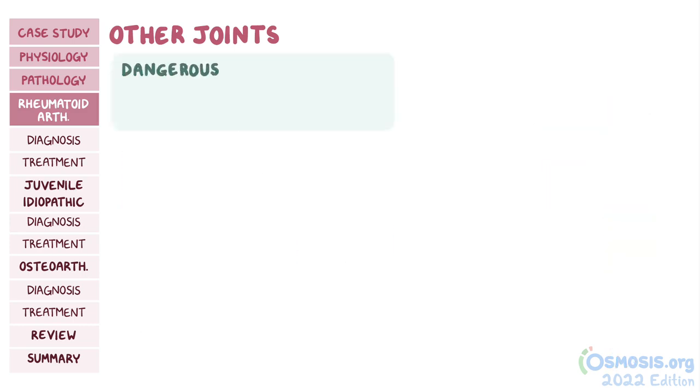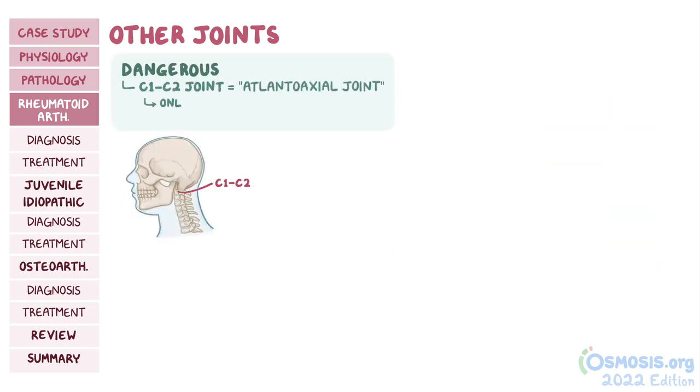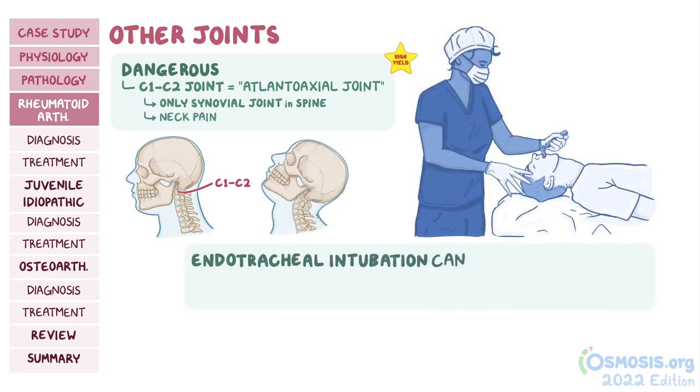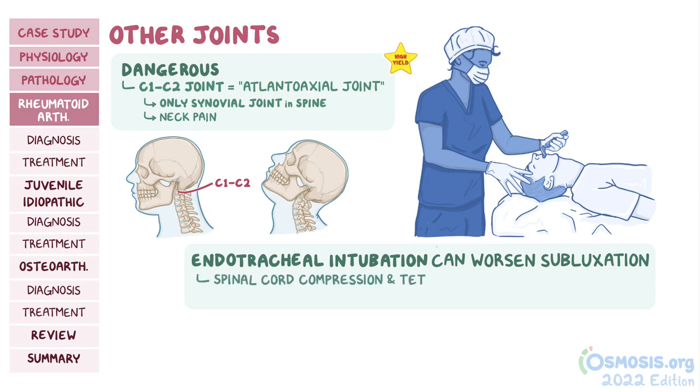One very dangerous spot is the C1-C2 joint, or the atlantoaxial joint, which is the only synovial joint in the spine. When it's affected, it can cause neck pain, and sometimes extension of the neck during endotracheal intubation can worsen the subluxation, leading to acute compression of the spinal cord or vertebral arteries. This can lead to spinal cord compression and tetraplegia, which is paralysis of all 4 limbs and torso.